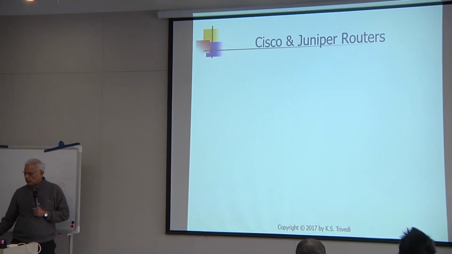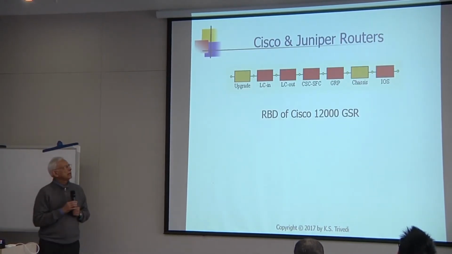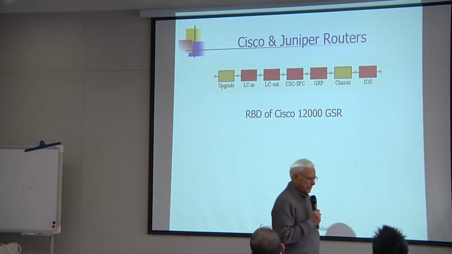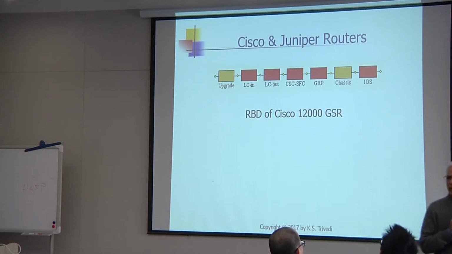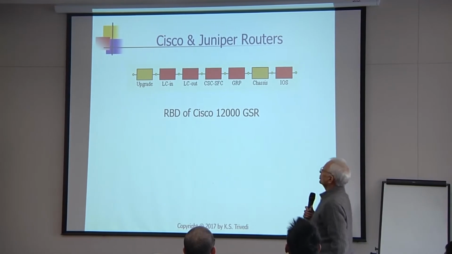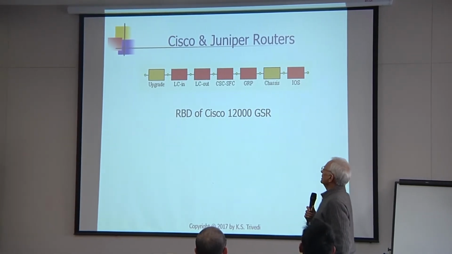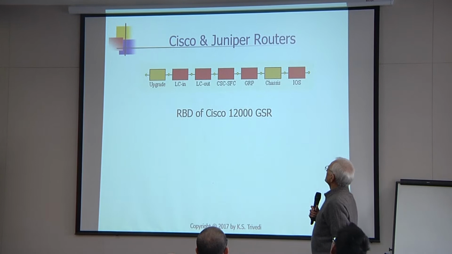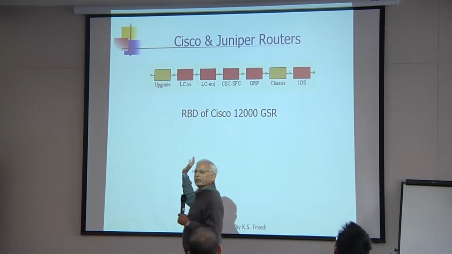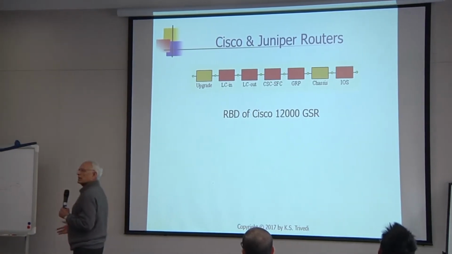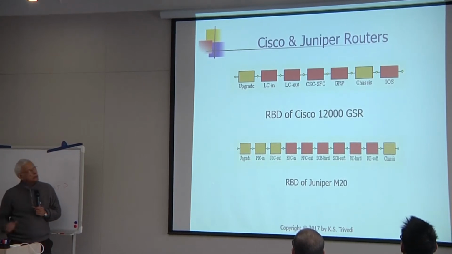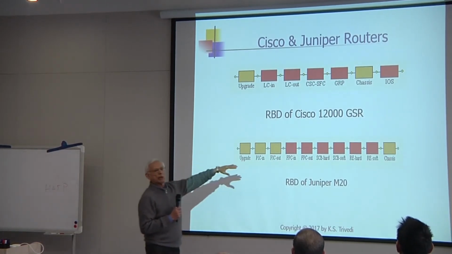So just to show you that these kinds of things have been used, in around 2000, Cisco had asked me to do the analysis of their router 12,000. At the top level, it was a simple reliability block diagram like this. It had so many subsystems: LC in, LC out, CSC, SFC, whatever they're called, right? So what I'm trying to show you is that block diagrams such as this can be used for real life systems.